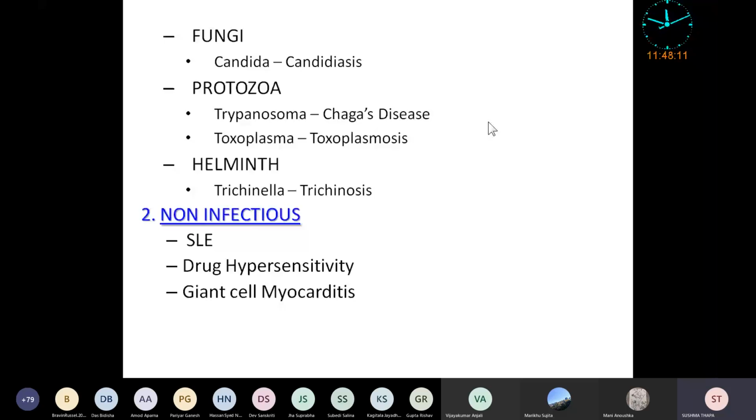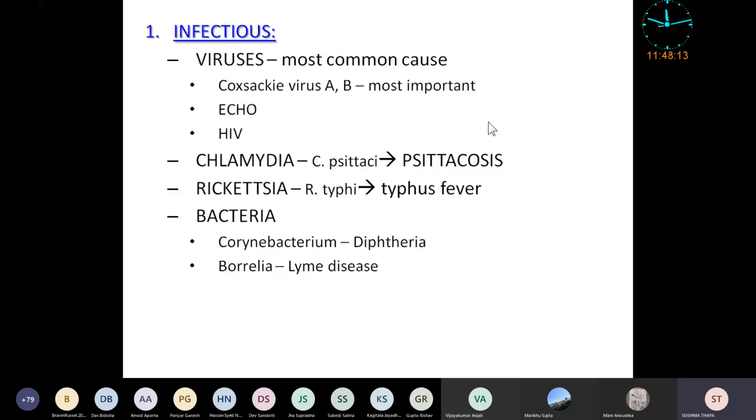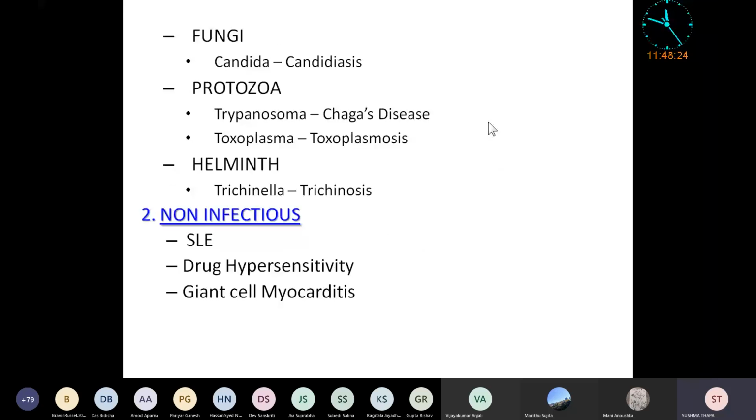So these are the infectious conditions. Infectious means not only bacteria, it includes virus, chlamydia, rickettsia, fungi, protozoa, helminths. All these, most importantly the ones mentioned, will lead to myocarditis. Not only that, myocarditis can occur in non-infectious conditions also. If the patient is having, for example, an autoimmune condition, or any drug hypersensitivity reaction, or giant cell myocarditis, that time the patient may develop myocarditis.